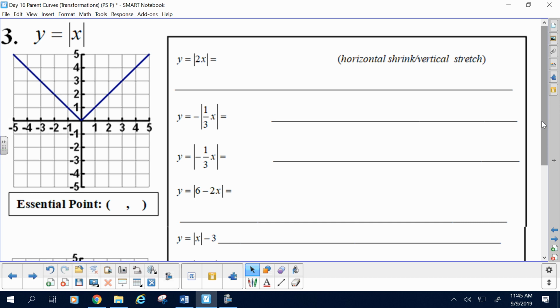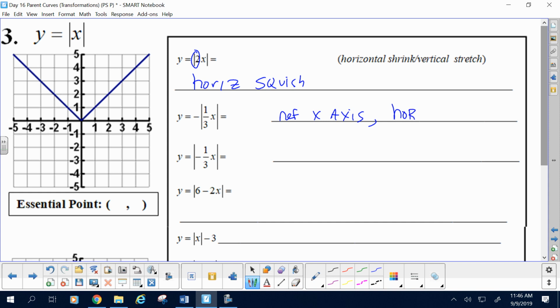All right, let's see. 2x, that's a change inside. So is that a horizontal or vertical change? Horizontal. Stretch or squish? Squish. Okay. What does the negative outside do? Reflect across the x-axis or over the y-axis? Across the x-axis. And the 1/3 is a horizontal or vertical? Stretch or squish? Stretch. Think of it like the slope of the line is now only going to be 1/3.